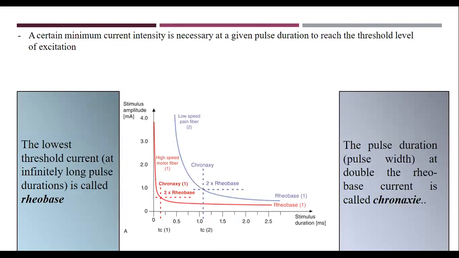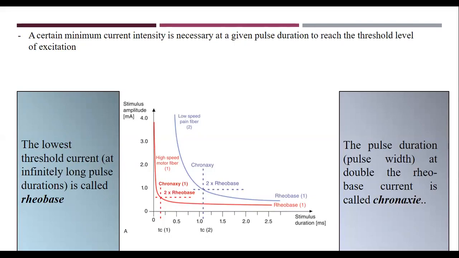A certain minimum current intensity is necessary at a given pulse duration to reach the threshold level of excitation. The lowest threshold current at infinitely long pulse duration is called Rheobase. This is an important concept to understand. Rheobase is the lowest threshold current required to stimulate the nerve at an infinitely long pulse duration. Whereas chronaxie is the pulse duration or pulse width at double the Rheobase current. So chronaxie denotes the time, whereas Rheobase denotes the current.